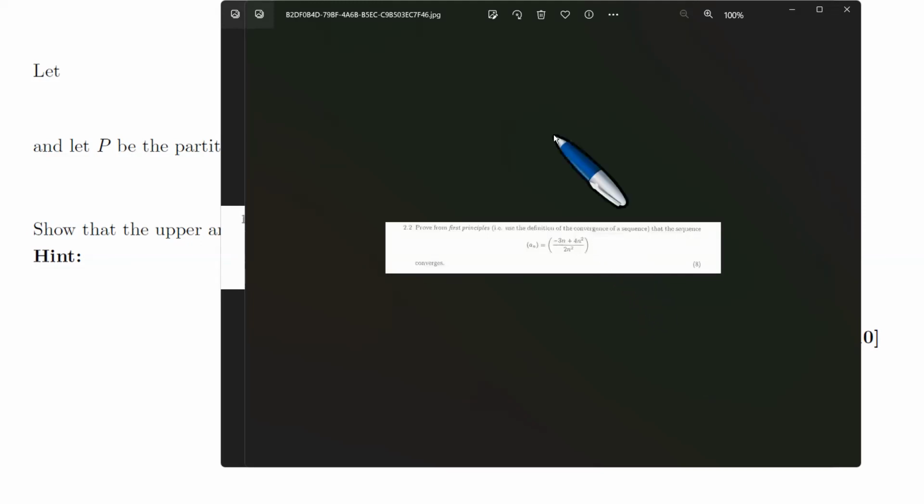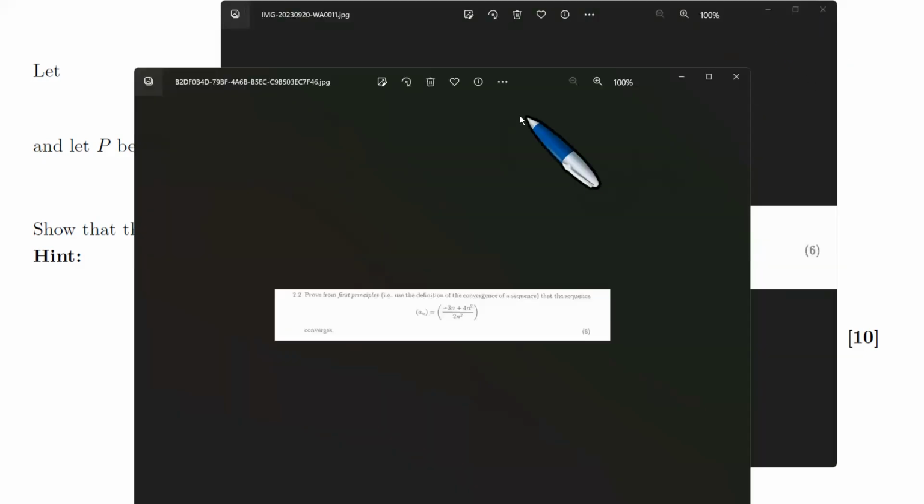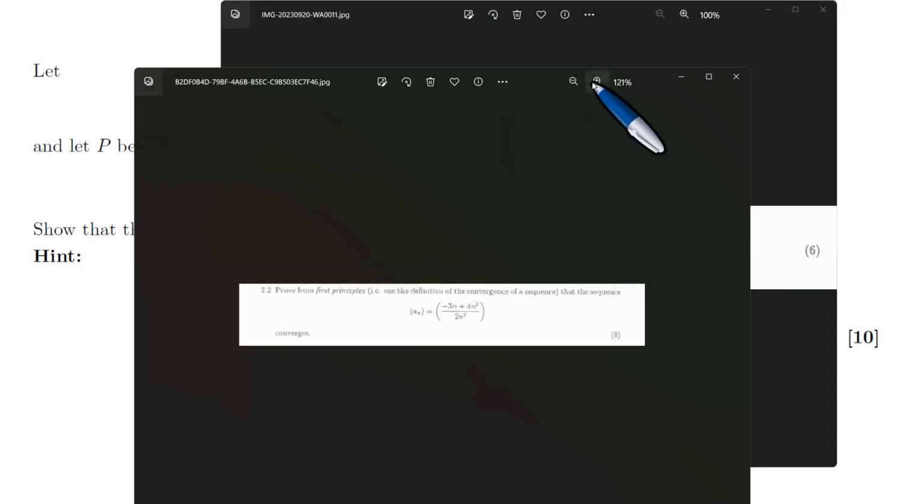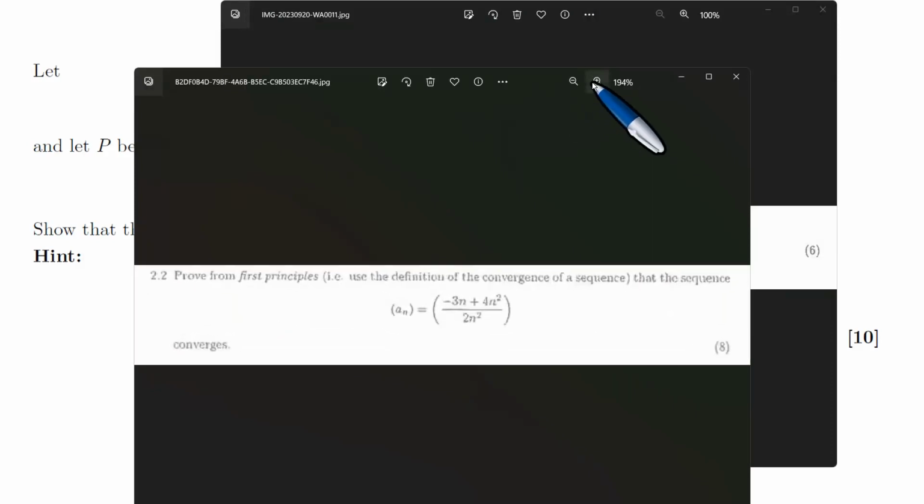Okay. This one here: prove from first principles, using the definition of convergence of a sequence, that the sequence converges. Yes, we can do that. So we can prove this one from first principles. Now, to prove this one from first principles, there are a couple of things we need to take into account. What things do we need to take into account? Right, so we're going to look at that now.